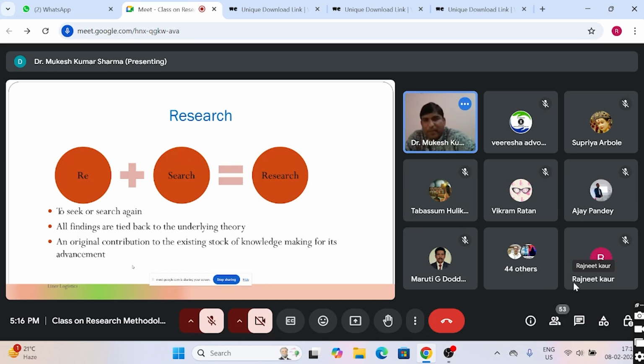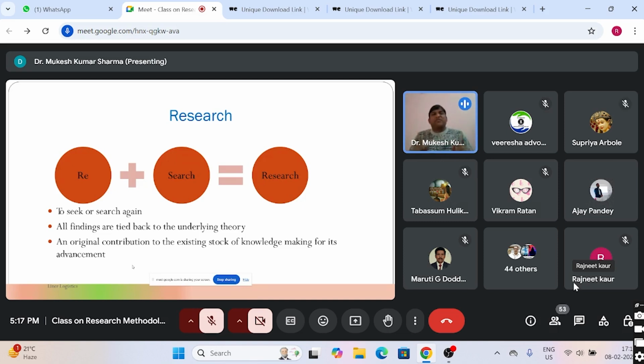One is confirmation research. Another is extension research. And the third one is innovative research. What I told, will anyone repeat? Three types of research. Confirmation, extension, and innovation or invention. Okay, now let's discuss them one by one.